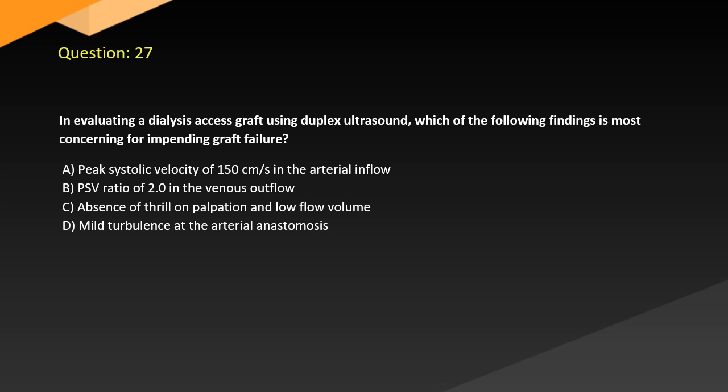Question 27. In evaluating a dialysis access graft using duplex ultrasound, which of the following findings is most concerning for impending graft failure? A. Peak systolic velocity of 150 centimeters in the arterial inflow. B. PSV ratio of 2.0 in the venous outflow. C. Absence of thrill on palpation and low flow volume. D. Mild turbulence at the arterial anastomosis.